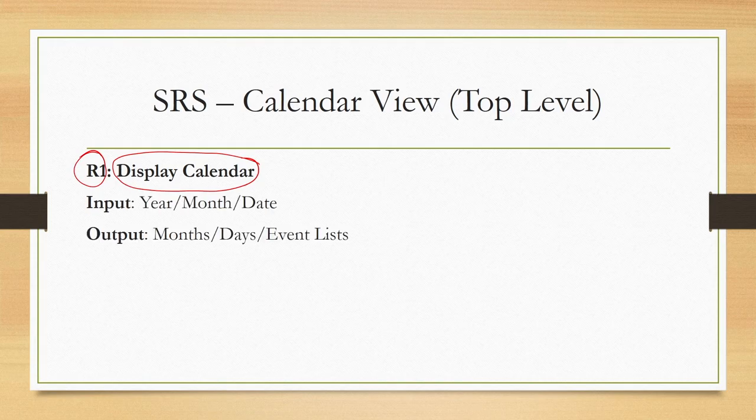And for this top level function, we provide an input, that is year, month or date as input, and there is an output which is specified, which is corresponding months, days or lists of events for a day. So, if we are inputting a year, then the output will be the months of the year. If the input is month, then the output will be days of the month. If the input is a day, then the output will be the lists of events for that day.